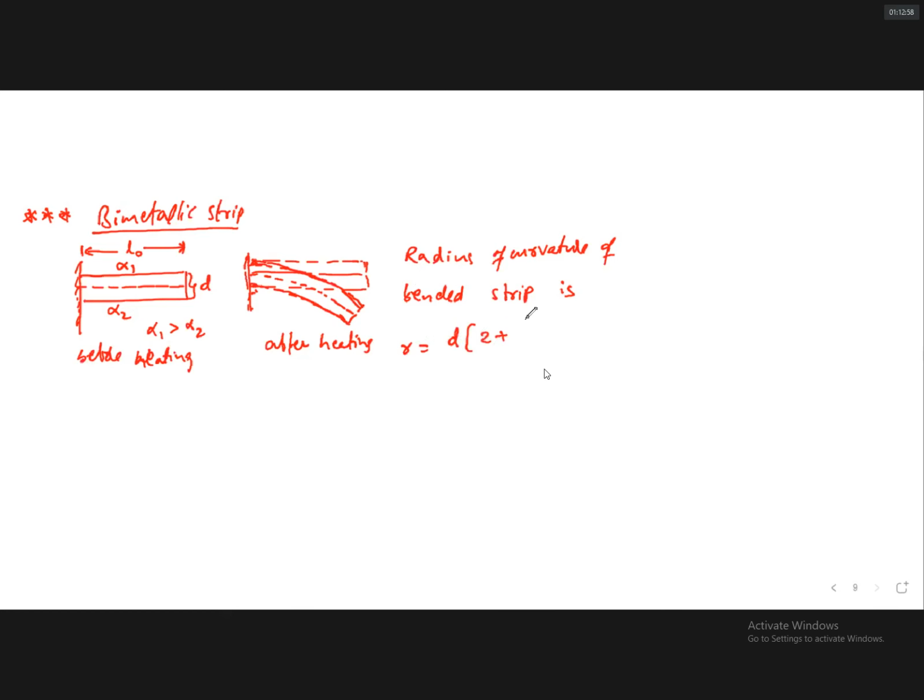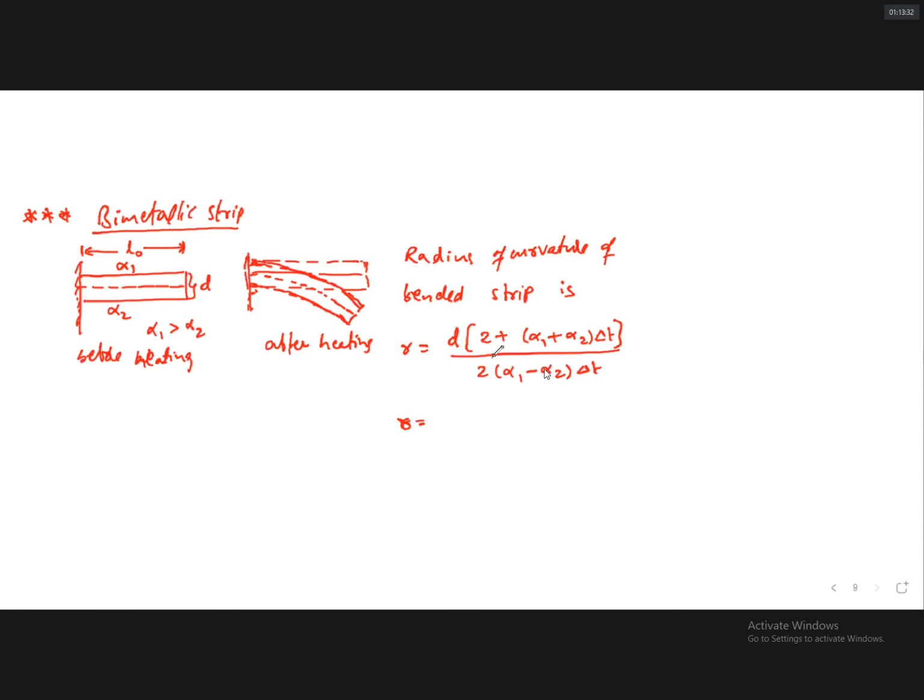2 plus alpha 1 plus alpha 2 into delta T, by 2 into alpha 1 minus alpha 2 into delta T. As alpha 1 and alpha 2 are very small, we neglect this term. When compared to 2, this term is neglected because it is in the order of 10 power minus 5 or 10 power minus 6. Therefore, this term can be neglected.